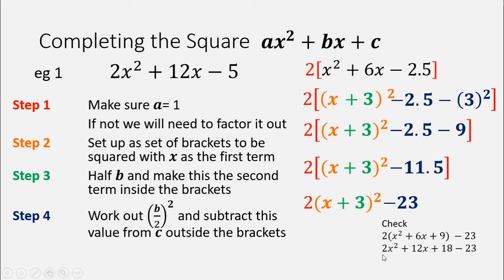Right, now I just need to simplify. I've got my 2x squared. Perfect. I've got my 12x. Great. I'm just going to group together my 2 constant, my 2 number terms, and that will make negative 5, exactly as I wanted.